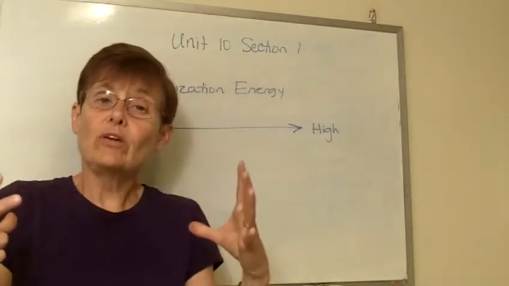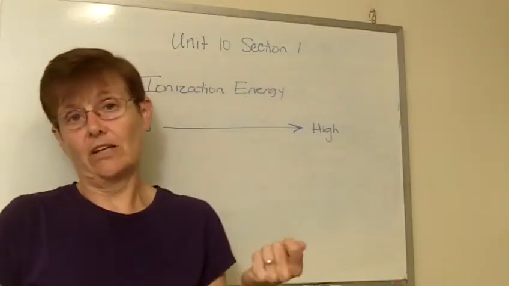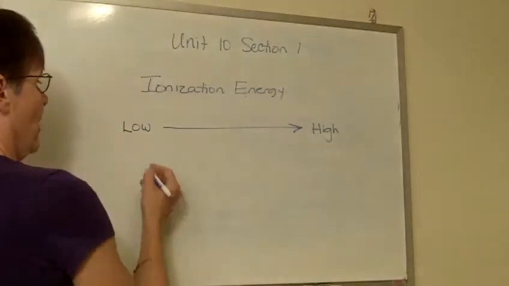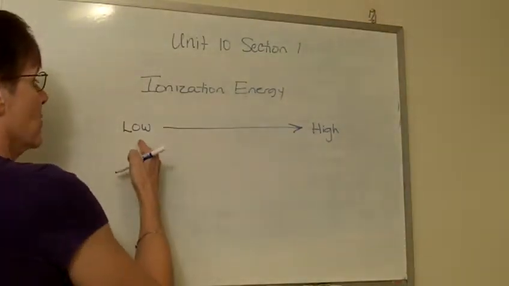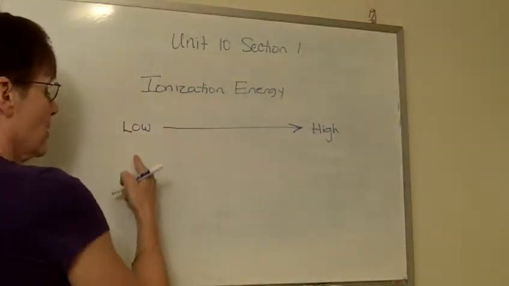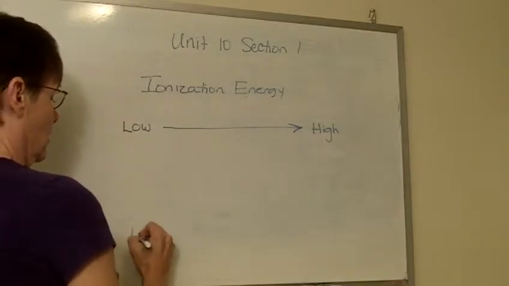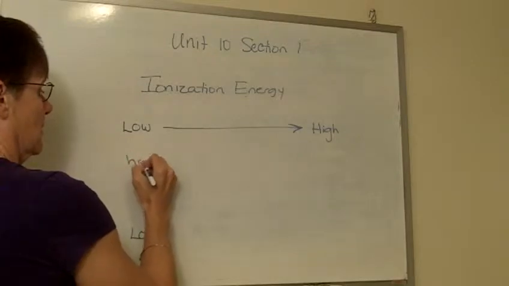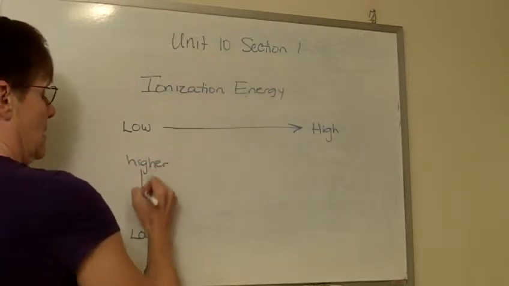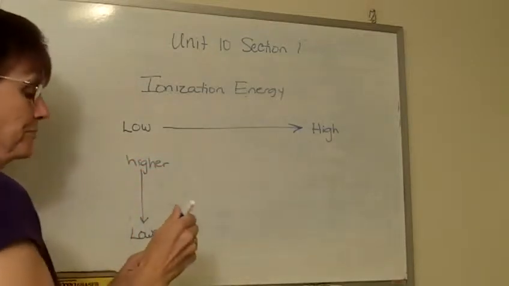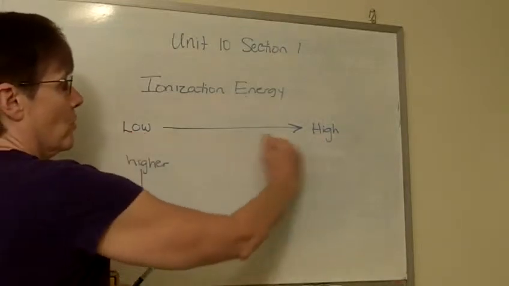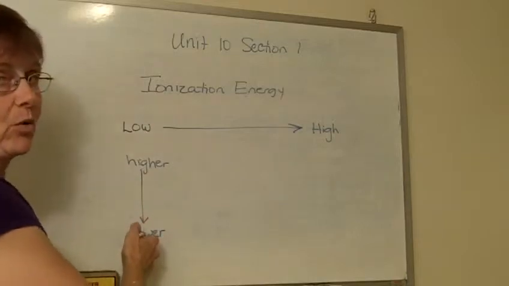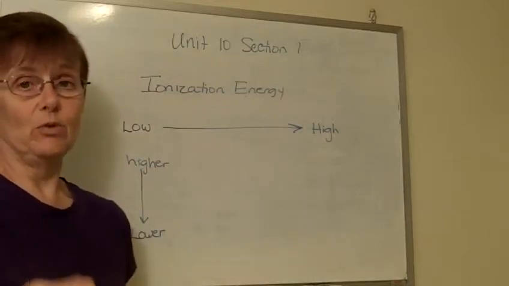So the further away you get from the nucleus, the easier it is to get that electron off. And that's why, as we go down the periodic table, it's going to get easier and easier to get that electron off. So as we go across, it gets higher. As we go down, it gets lower, it being the amount of energy needed to remove an electron.